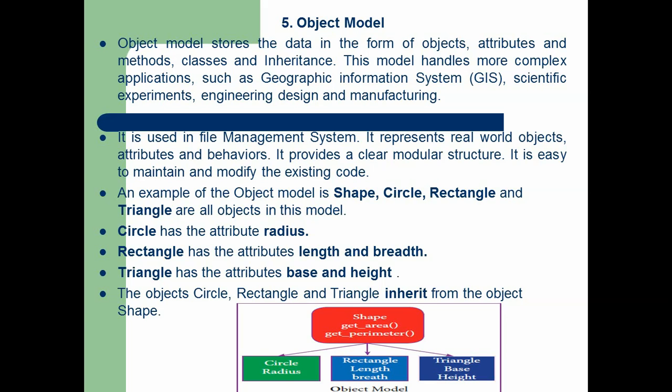An example of the object model is shape. Circle, rectangle and triangle are all objects in this model. Circle has the attribute radius, rectangle has the attributes length and breadth, triangle has the attributes base and height. The objects circle, rectangle and triangle inherit from the object called shape.